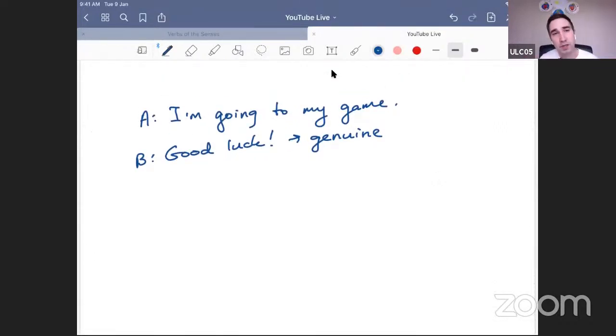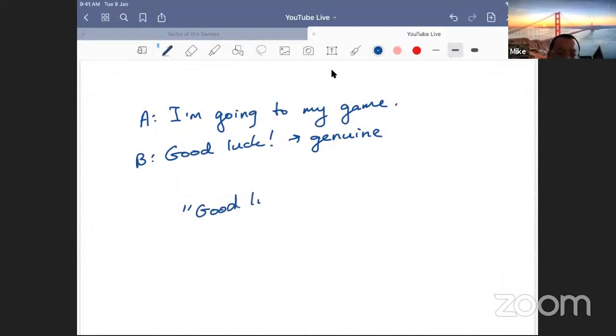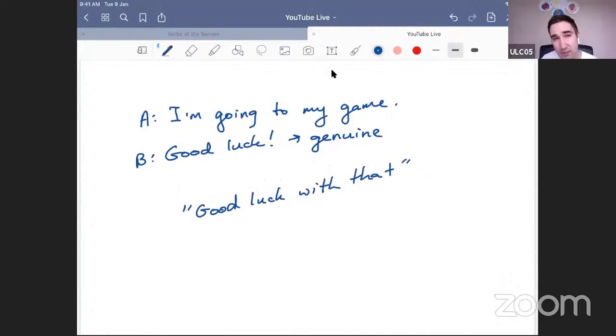If I'm doing something where the chance is very low that I will succeed, then maybe the person can say, well, good luck, right? But the feeling is very different. Often we say, good luck with that. Good luck with that means like no chance.